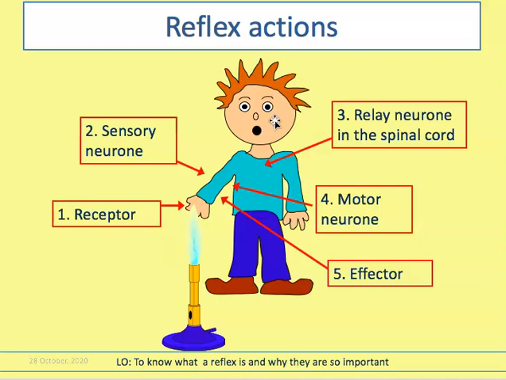Okay, still passed by the motor neuron, and there is still an effector, and the response would be to move the hand away. But this is the important bit here, the relay neuron in the spinal cord, because the relay neuron is only involved in reflexes. I try and remember that, the R and R rule. Okay, reflexes, relay, and that neuron is found in the spinal cord. Just notice that the brain is not involved.